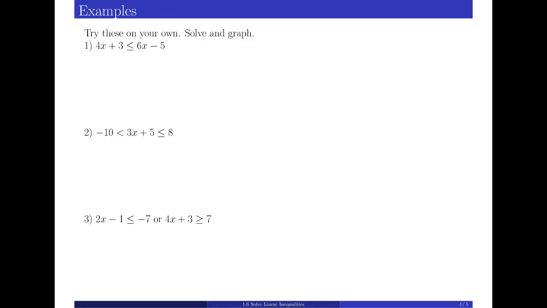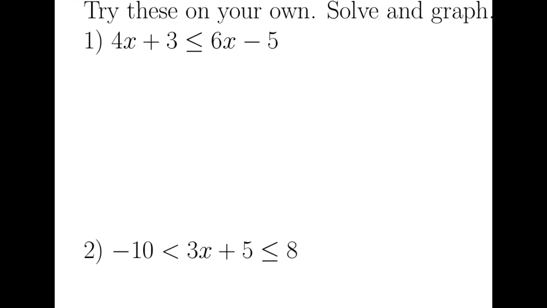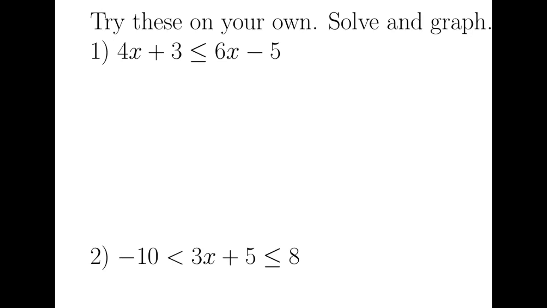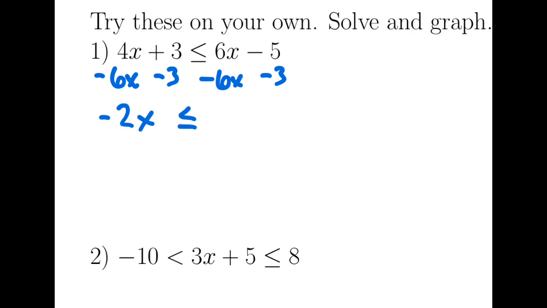So let's do a couple examples all the way through together. So this first one, we have 4x plus 3 is less than or equal to 6x minus 5. Doesn't matter how we go about doing this. Let's get our x on the left side. So let's subtract 6x. And if we want, on the same step, we could move the constant. So let's subtract 3 from both sides. So 4 minus 6x is going to give us negative 2x is less than or equal to negative 5 minus 3, which is a negative 8.